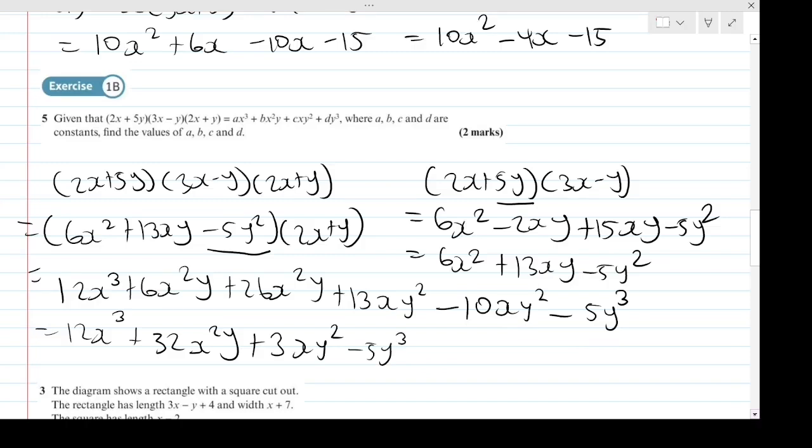And now it's in this form, right? In the question, it's in this form here. Ax cubed, we have an x cubed term, we have an x squared y term, we have an xy squared term and a y cubed term, exactly in the form. So if you just read off, we can tell that the coefficients, so A would be 12 here, B would be 32, C would be 3, and D would be minus 5.